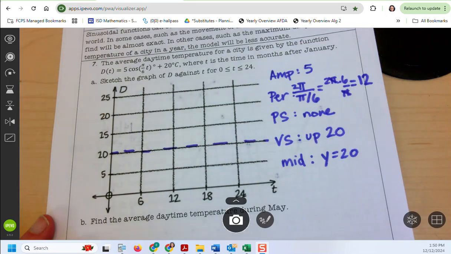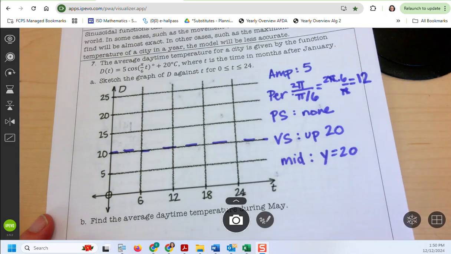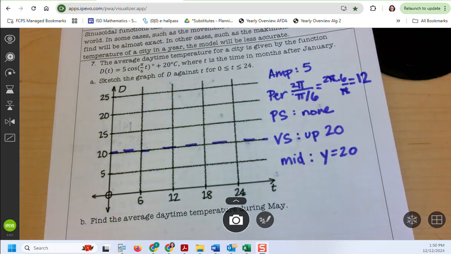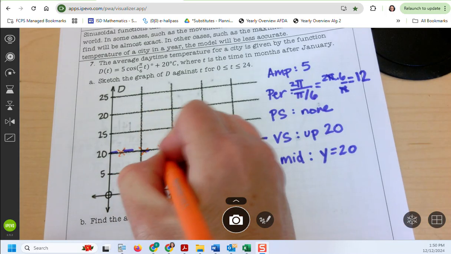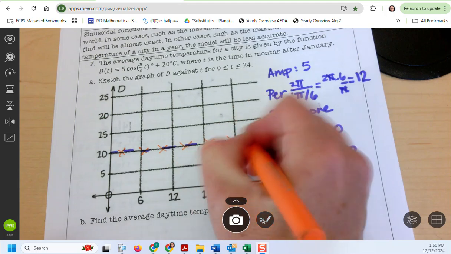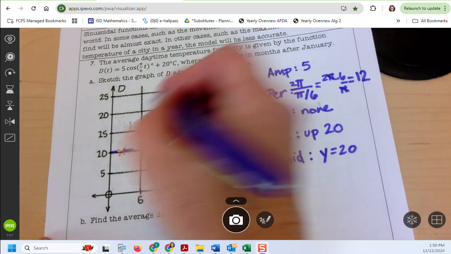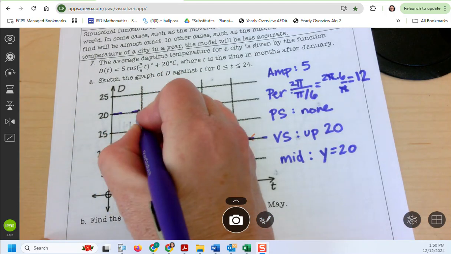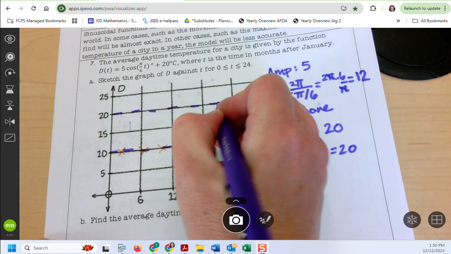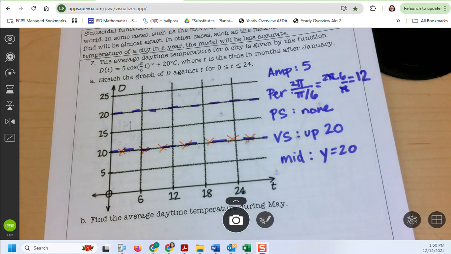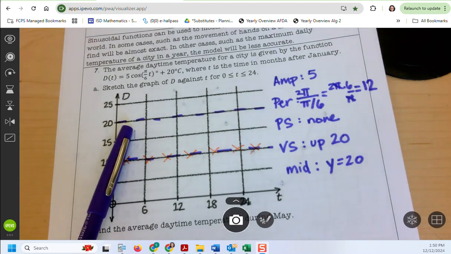Let me start with a different color then. Oh, I'll just exit out. Not that. 20. Sorry, did you guys see 20 is actually up here? Okay.